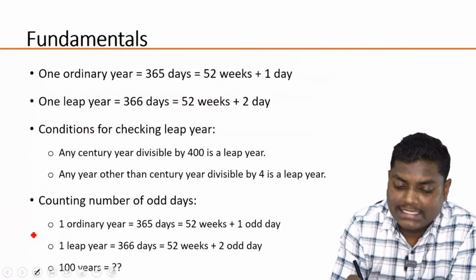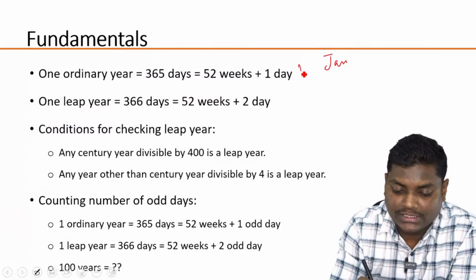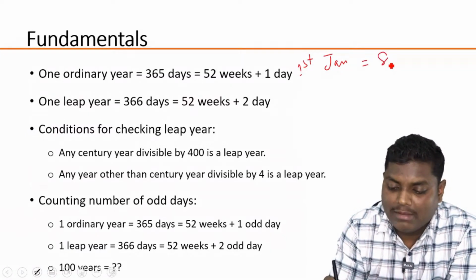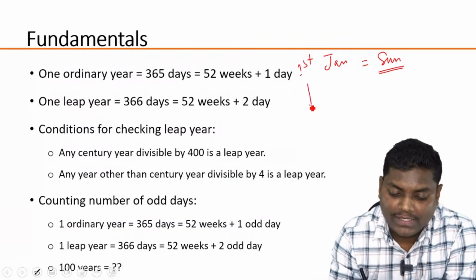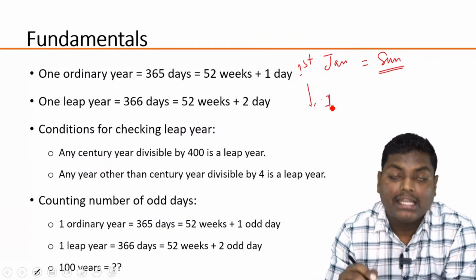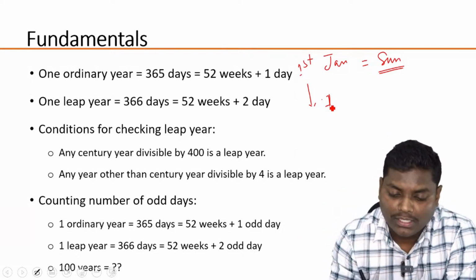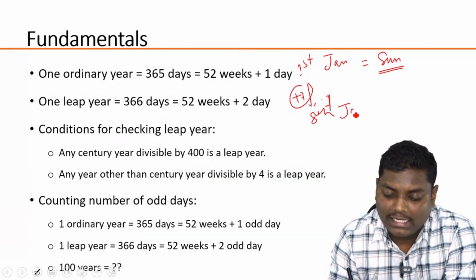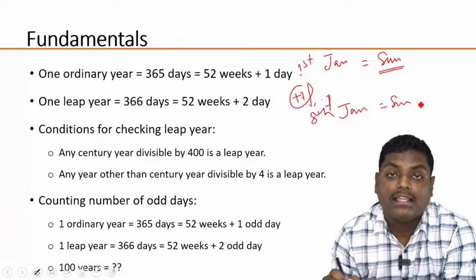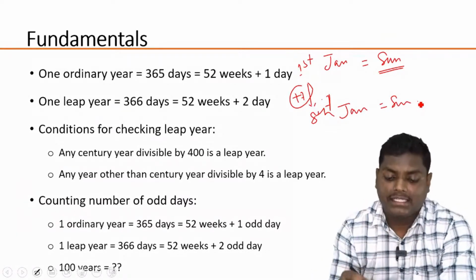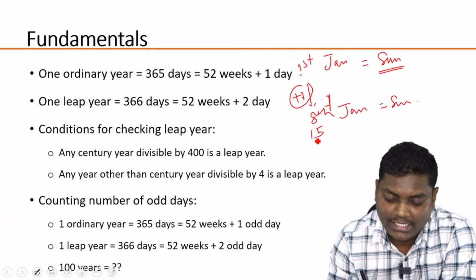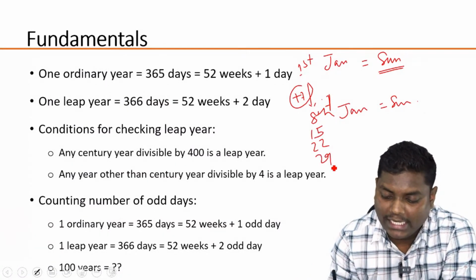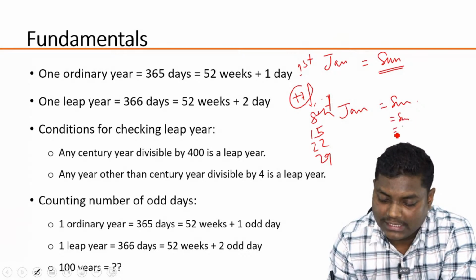Let's say I'm saying that January 1st is a Sunday. After every 7th day, the first day will come again. So if we add 7 to the first, 8 Jan, we'll again get a Sunday. Similarly, we just keep on adding 7 and we'll get the same day. So 8, 15, 22, 29. All of these will be a Sunday.